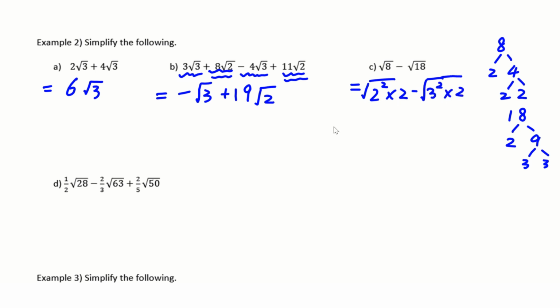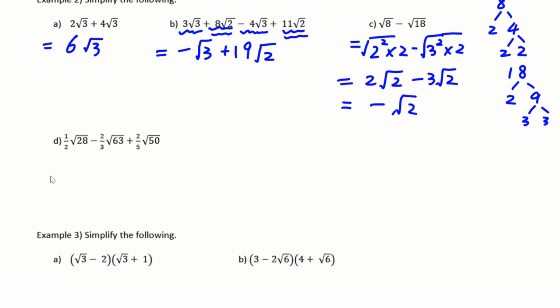Then we take the perfect square out. Square root 2 squared gives you 2. Square root 3 squared, square root cancels out, is 3. Then they are like radicals, just subtract the numbers at the front. 2 minus 3 gives you -1. You don't have to write the 1 there, so this is your simplest form for this expression.